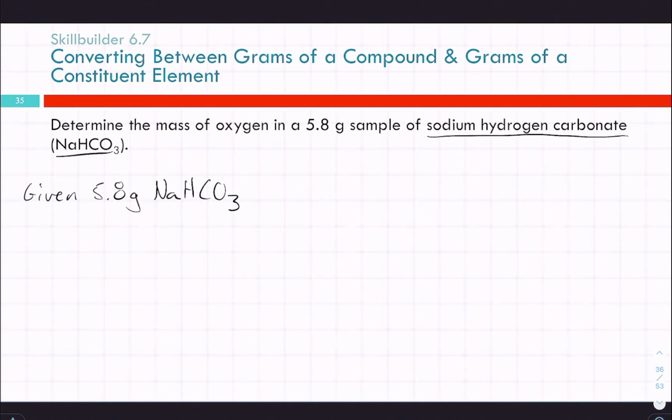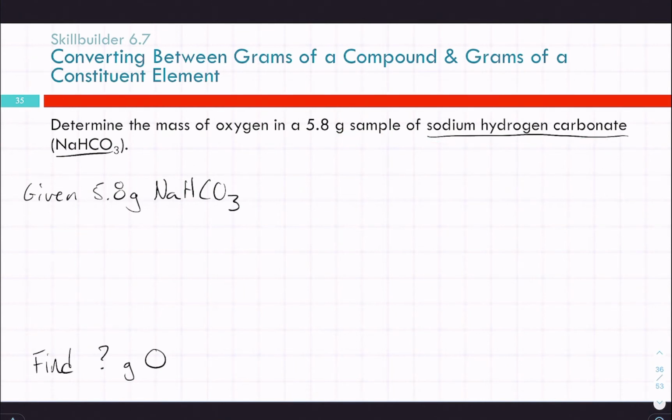And then we want to find the mass of oxygen. So how many grams of oxygen? I think it was on the unit analysis worksheet, where there were some questions that have the information organized like this, where it says, determine the mass of oxygen in a 5.8 gram. And some people would go and say, oh, that's 5.8 grams of oxygen. When in reality, that's a 5.8 gram sample of sodium hydrogen carbonate.